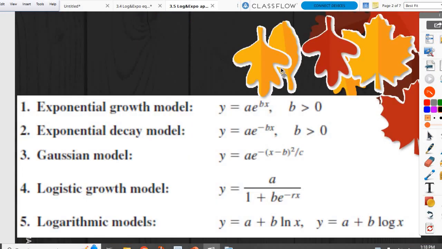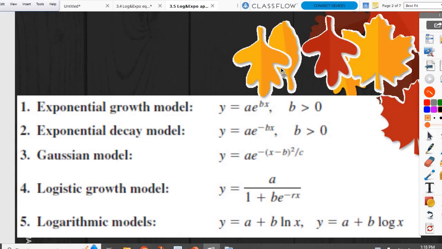You do not have to write these all down. We're not going to write the equations down, so I'm going to give you a handout that has those on them. However, I would write down the names of these models because I am going to talk about what types of problems would use each model.